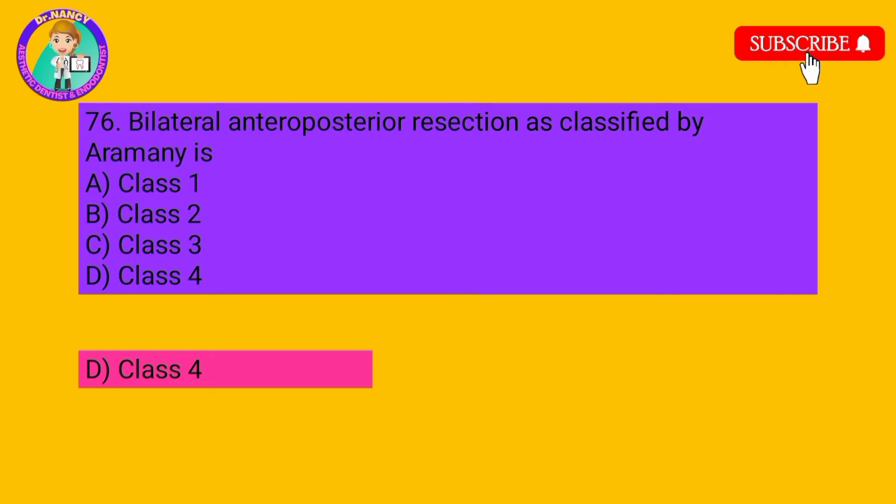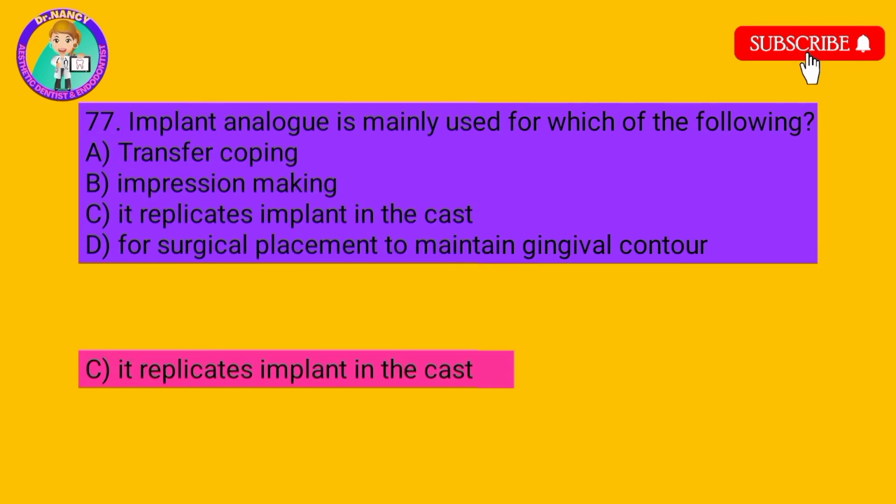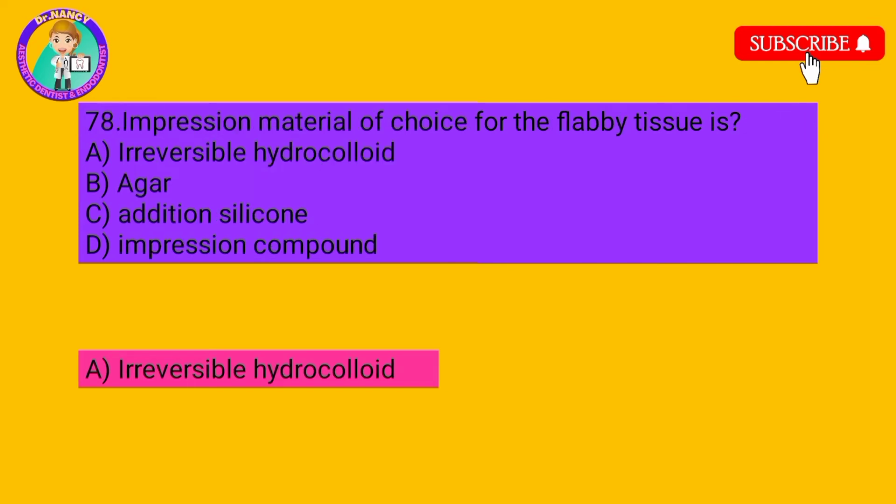Bilateral anteroposterior resection as classified by Harameni is class 1, class 2, class 3, class 4. Answer: class 4. Implant analog is mainly used for which of the following? Transfer, coping, impression making. It replicates implant in the cast. For surgical placement to maintain gingival contour. Answer: it replicates implant in the cast.